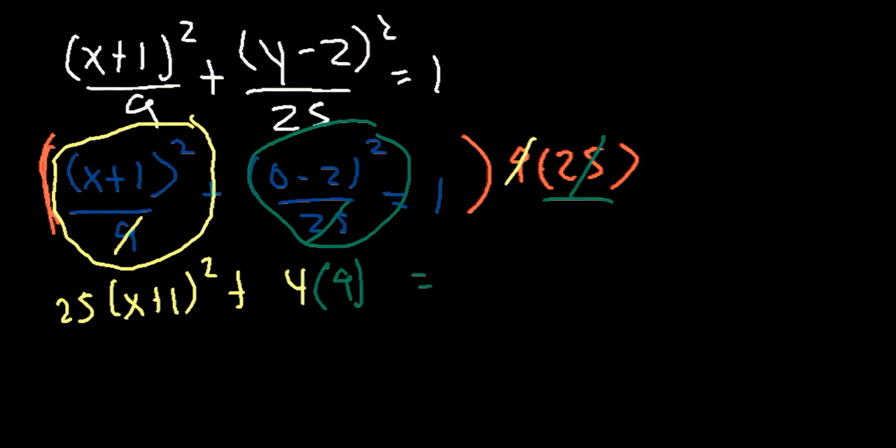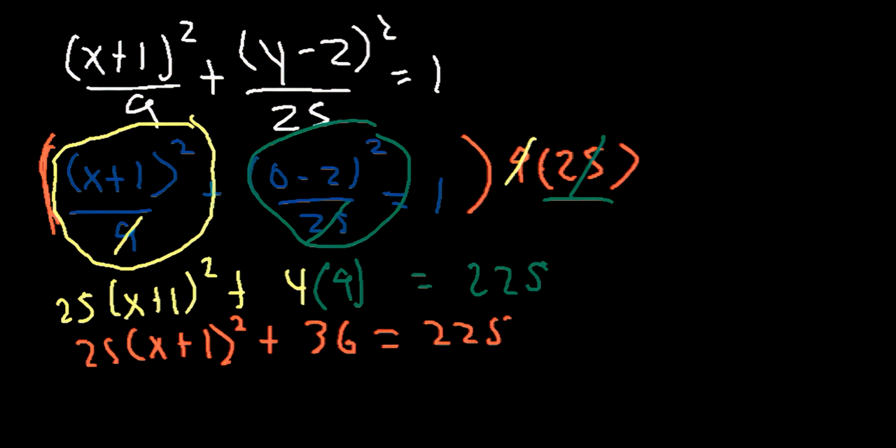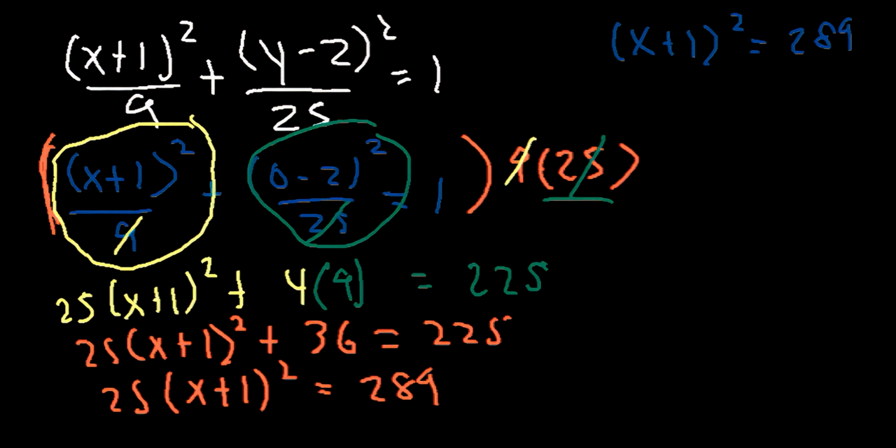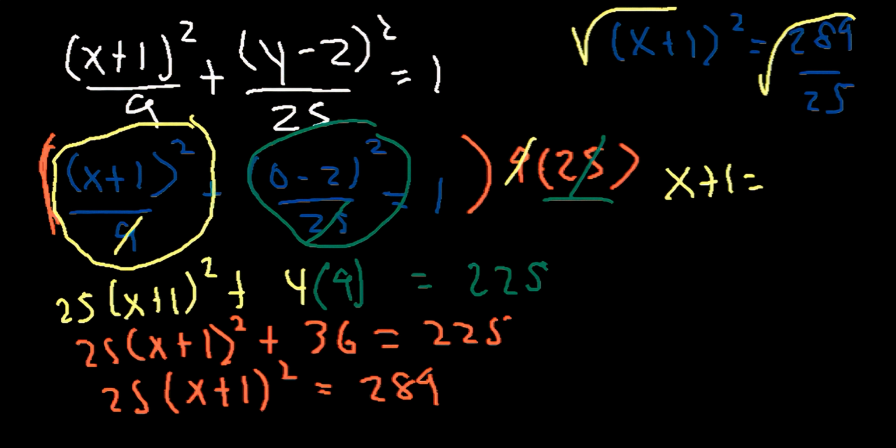And then here, 1 times 9 times 25 is 225. So 4 times 9 is 36, and 225 minus 36 is 189... actually, 289, I believe. And then divide both sides by 25. So (x plus 1) squared is 289 over 25. And then take the square root of both sides. The square root of 289, I believe that's 17. And so you get x plus 1 is equal to plus or minus 17 over the square root of 25, which is 5. So x is -1 plus or minus 17 over 5.